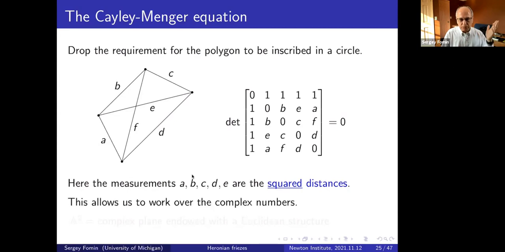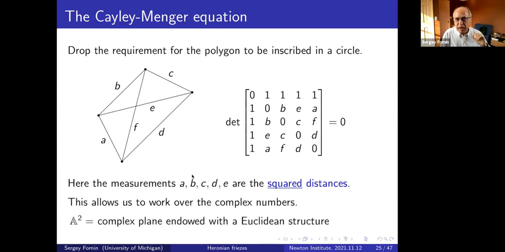So let's work over the complex numbers from now on. A2 will be my notation for the complex plane endowed with a Euclidean structure. So there is a bilinear form, and you can shift things. Just the usual setup.